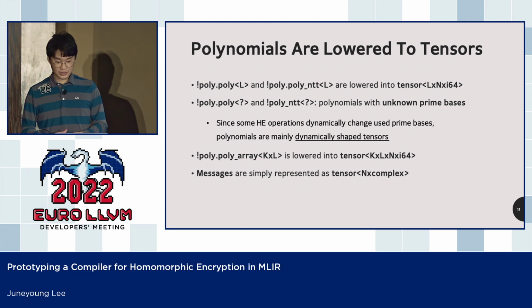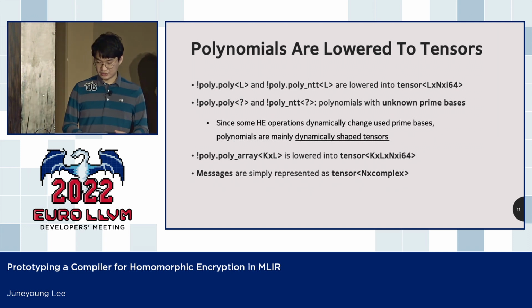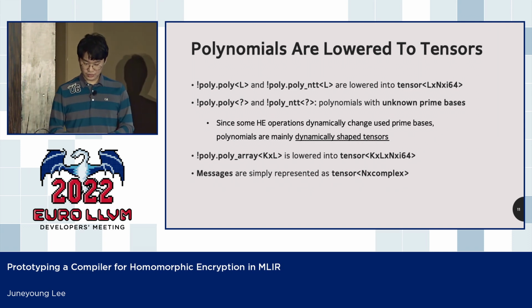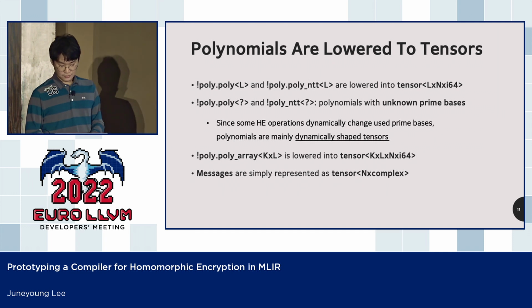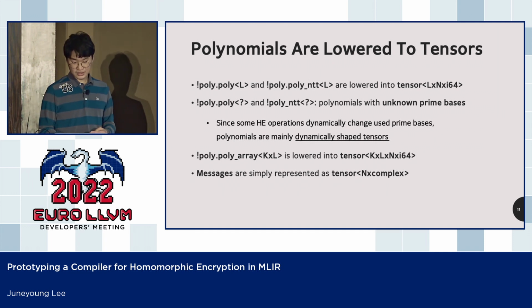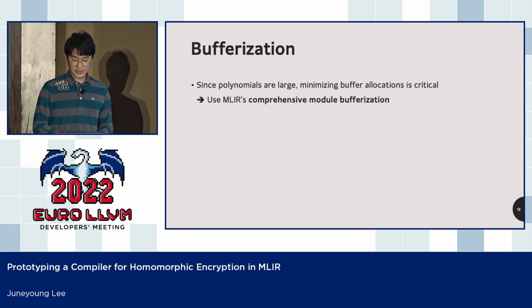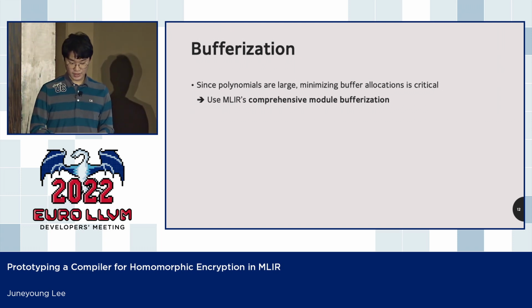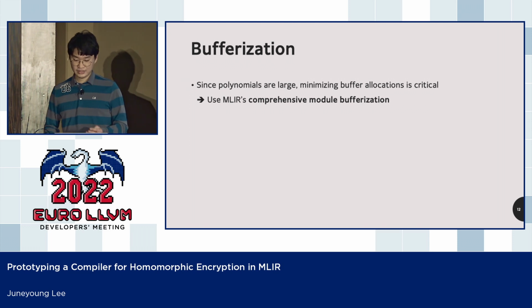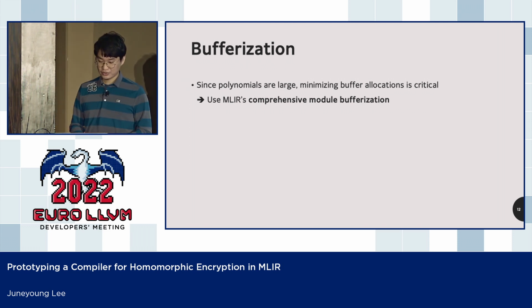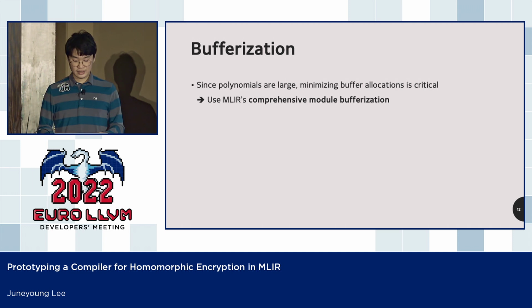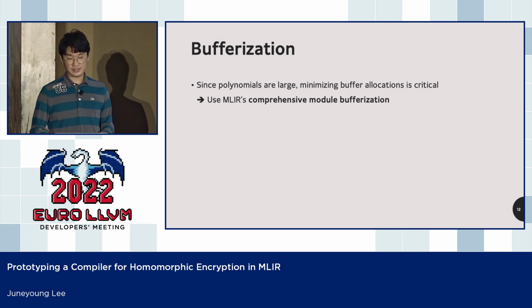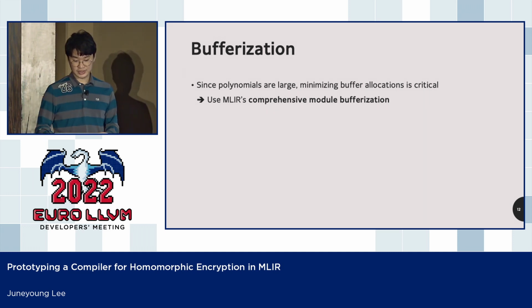Also, for polynomial arrays, we are simply using the three-dimensional tensor, and I think it worked quite well. And messages are currently represented as a tensor of one-dimensional complex. For bufferization, we used comprehensive module bufferization. Since polynomials are large in this world, minimizing buffer allocation is very important. And MLIR's comprehensive module bufferization exactly fits this goal, so we use this transformation.